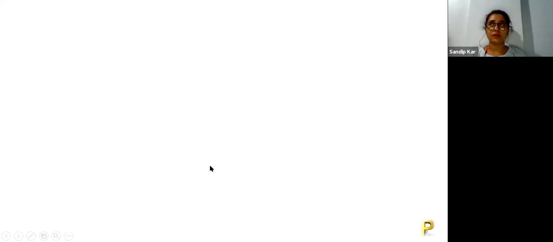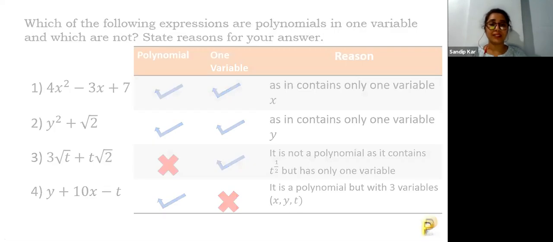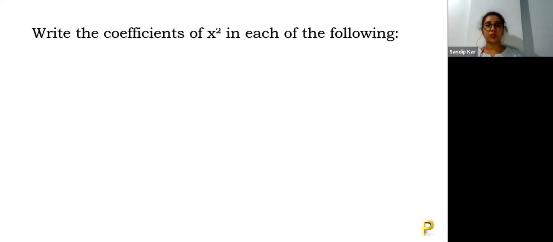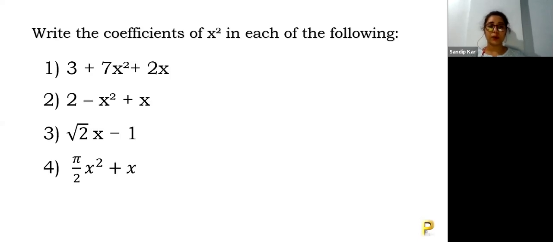Here we have some more questions about coefficients. I've already told you what coefficients are. Now I want you to answer these questions in the Q&A part so I get to know whether you got this part or not. Let's look at the question first. Write the coefficient of x square in each of the following. Only for the x square part you have to tell me the coefficient. Here are your questions. I would like to know these answers from you.